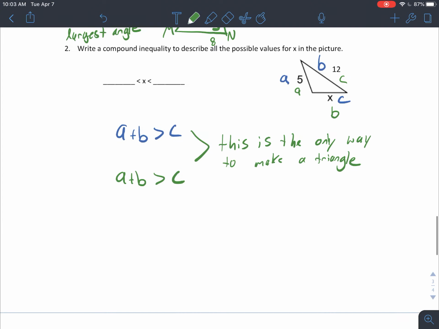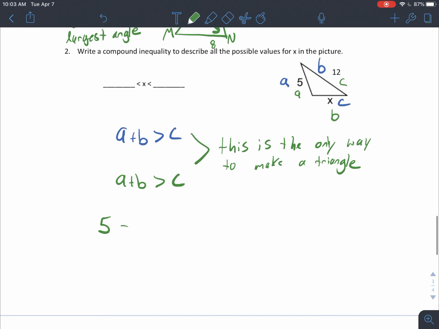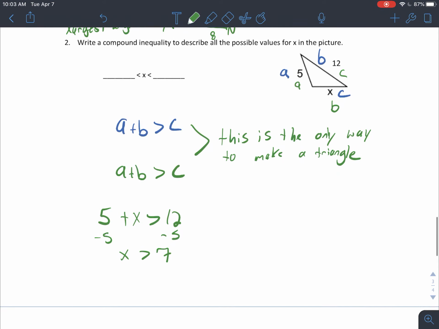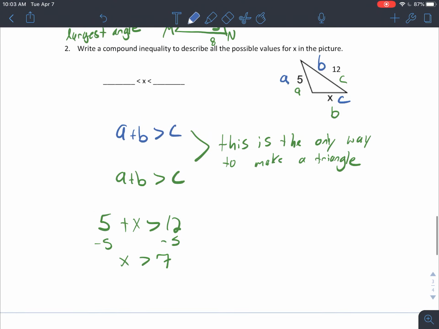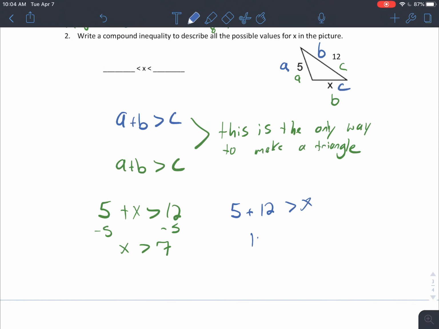So let's do that. Well, if 5 is A and then we add X to it, that would have to be greater than 12. So we subtract 5. And we get X is greater than 7. Or we have it this other way, where we have A is 5 again. This time, B is 12, and that has to be greater than X. So then 5 plus 12 is 17, has to be greater than X.